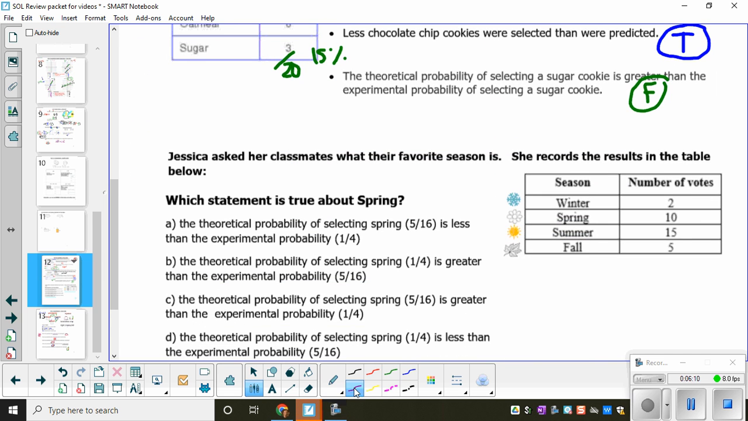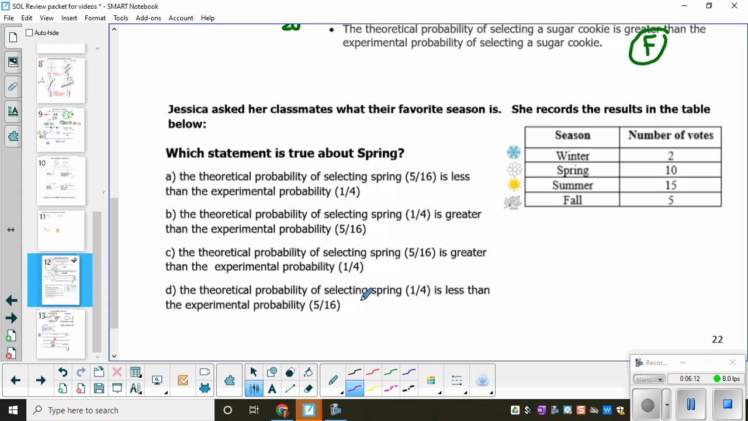All right, one more example here for the video. This problem should also look familiar because this was back in your probability packet. Jessica asked her classmates what their favorite season is, and she recorded the results here. First, let's tally up how many classmates she actually asked. She asked 2 that responded for winter, plus these 10 right here, that's 12. Now, these 15 who responded for summer, plus the 5 for fall, that looks like 20. So we can just say, okay, I've got these 20, 32. It looks like there were 32 total.